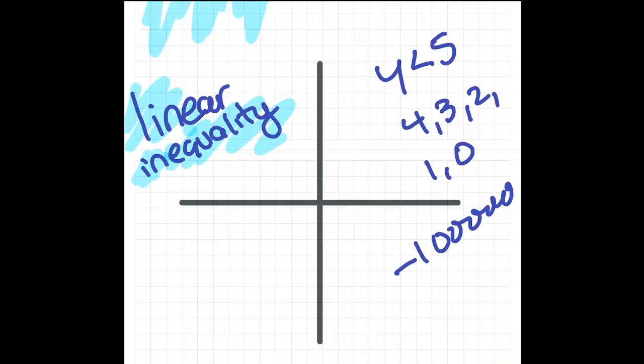Let's start off with a graph, and I'll show you what that looks like on here, because I know you can clearly see with your eyes 4 is less than 5, 3, 2, 1, 0, negative a million. You can see that all these are less than 5, but how do you show that on a graph? That's what we're going to do here.